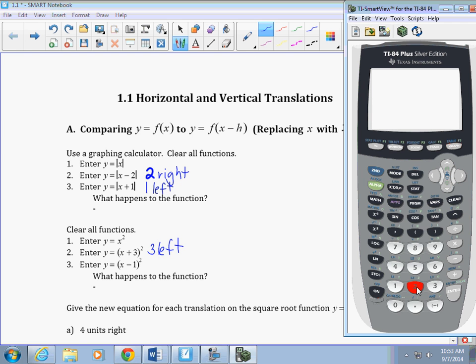oops, I missed my first bracket. I'm just going to clear it and do it again. Okay, so bracket x minus 1 squared. So there's x squared, x plus 3, and x minus 1, you can see, has moved 1 to the right.